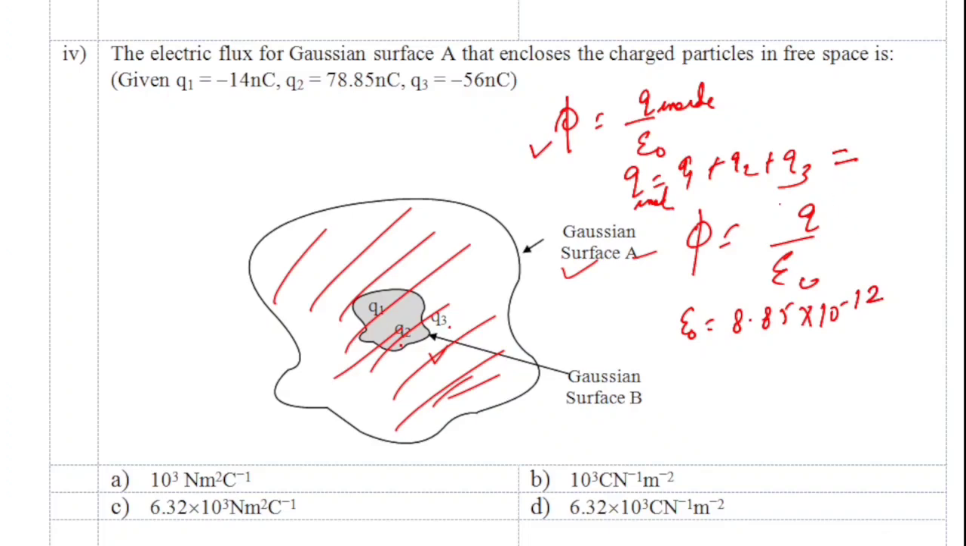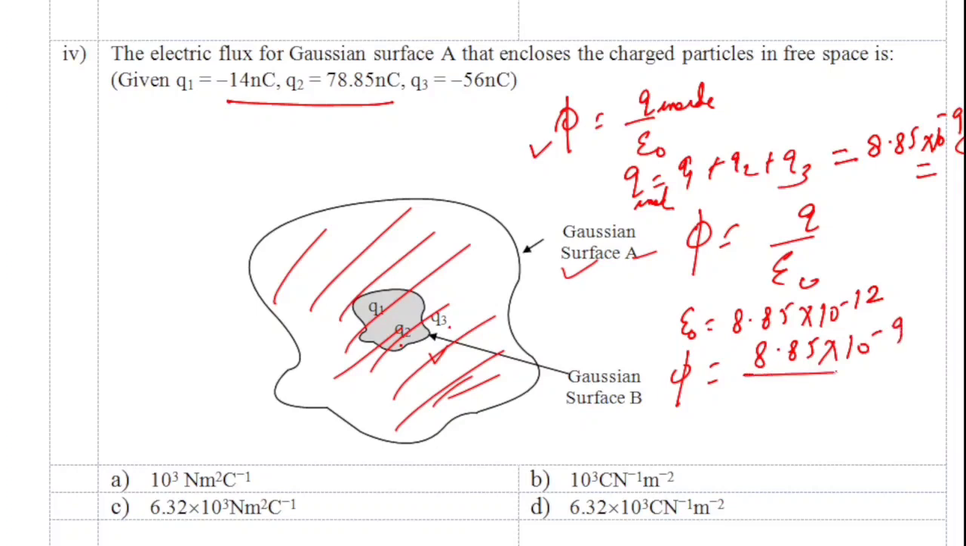How much charge is there? You just add all these three charges. Minus 14 plus 78.8 plus minus 56, in nanocoulomb. When you add these, you get total charge 8.85 nanocoulomb, which means 10 to the power minus 9 coulomb. Now you put these values. The flux is equal to 8.85 into 10 to the power minus 9 divided by 8.85 into 10 to the power minus 12.